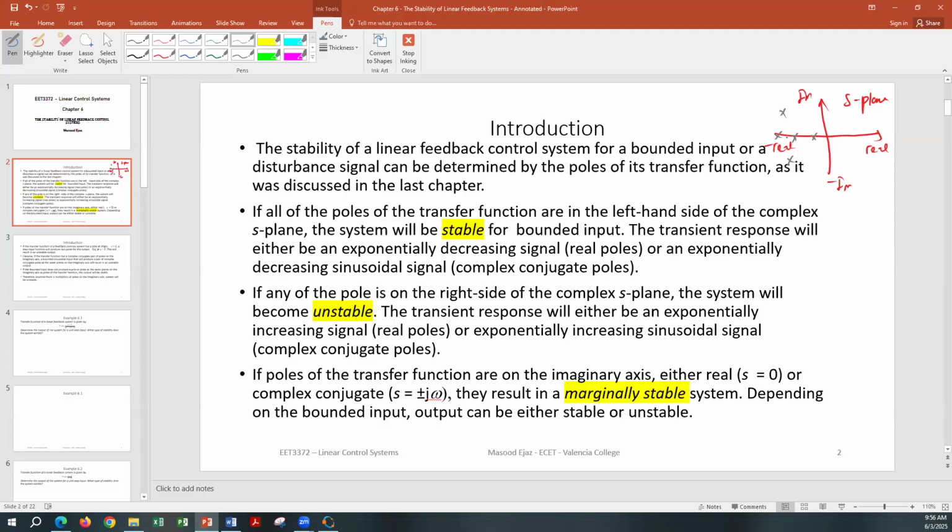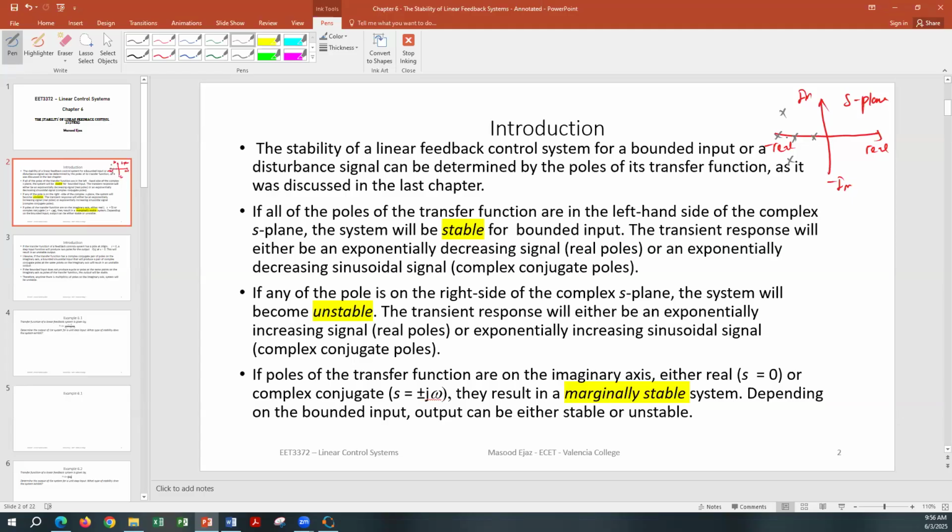So if the system is stable, and that stability is determined from what? From the poles of the transfer function. If all the poles of the transfer function are located in the left side of your S-plane, then our transient response is going to be exponentially decreasing. And if your input is a bounded input, then your output is also going to be bounded once the transient response dies out. So your output will always be stable for a bounded input. And those systems are the stable systems.